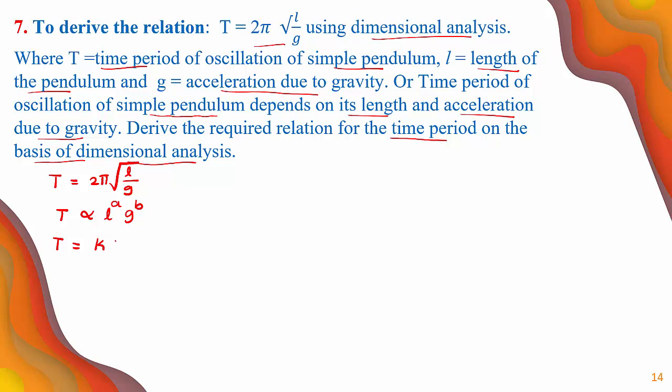This is dimensional constant K. L raised to A, G raised to B. Keep as it is, equation number 1. Right. Then second point, we have to write its dimensional formula.